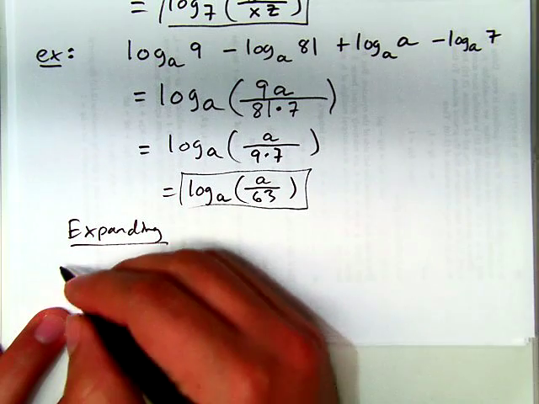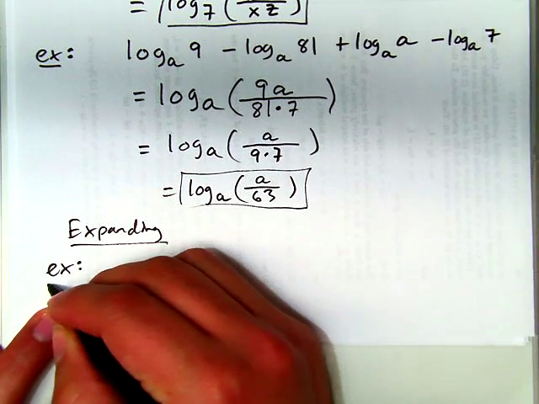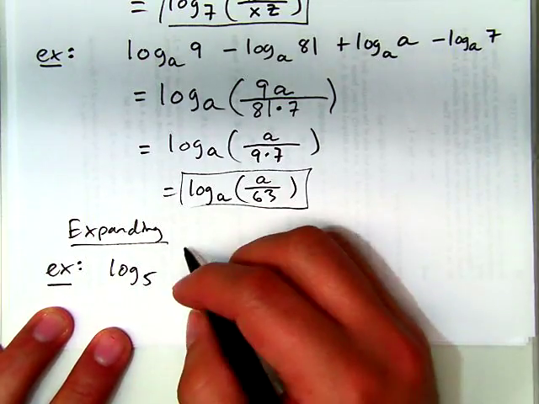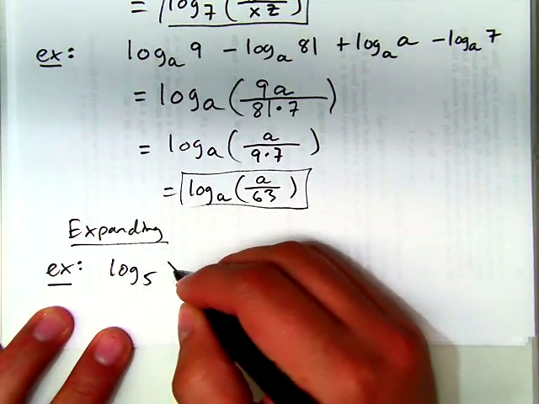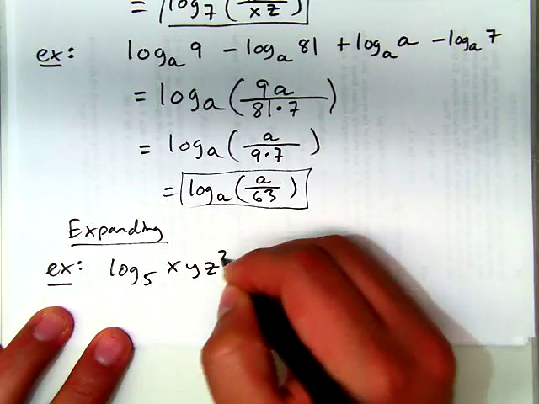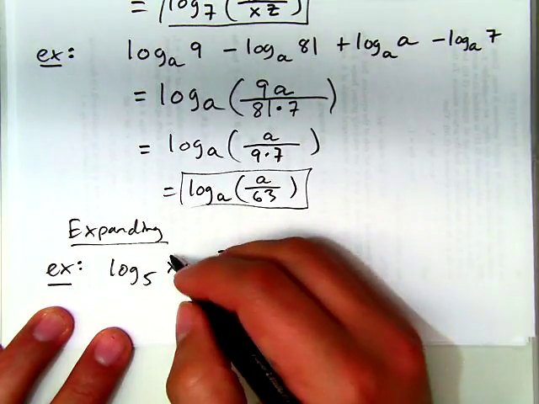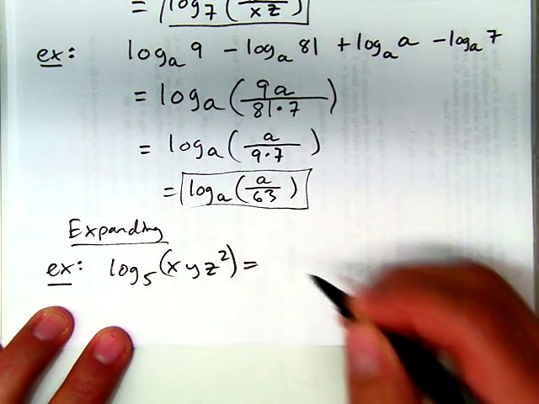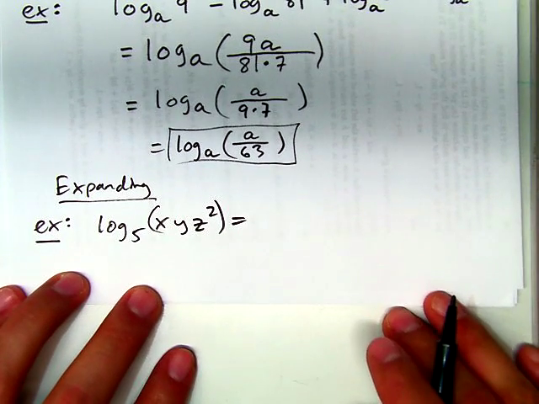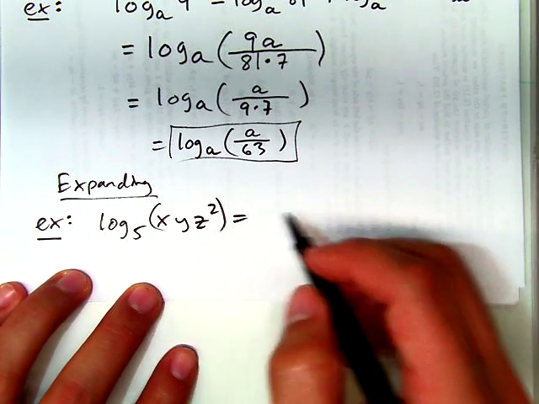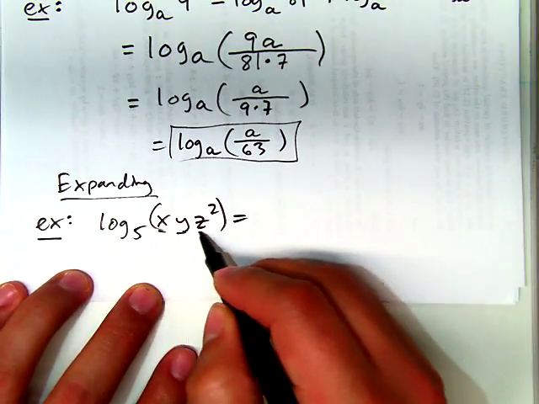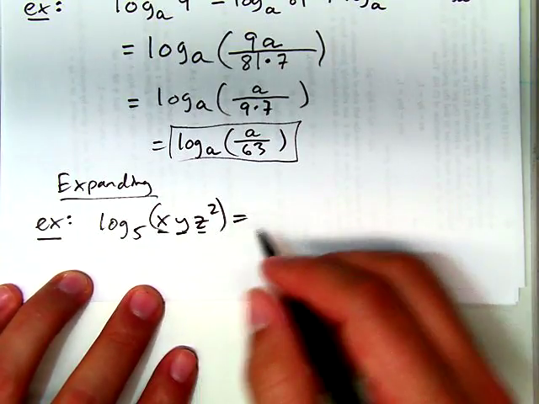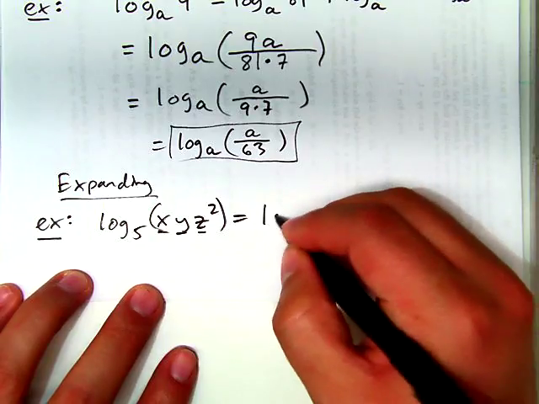Let's say we have something like log base 5 of x, y, z squared. Keep it easy to start. Okay, so if we're expanding something like this, I see 1, 2, 3 things that we're multiplying in the argument here. So that's going to translate to 3 separate logs.